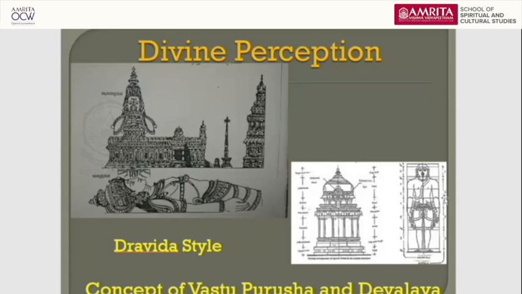The torso above is the Griva and Shikara. Then we have the Kalasha, which is the Shira or Shikha of the Vastu Purusha. The concept is that usually the parts below the Prastara are called the Bhumi Varga, while the parts above the Prastara are considered as the Akasha Varga.